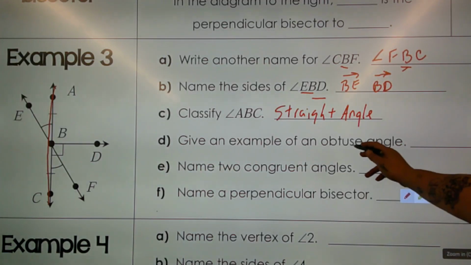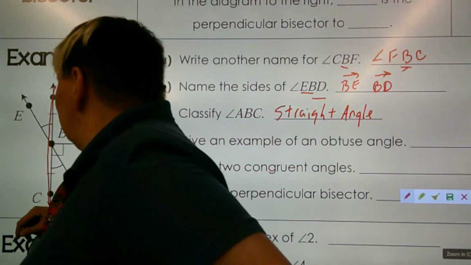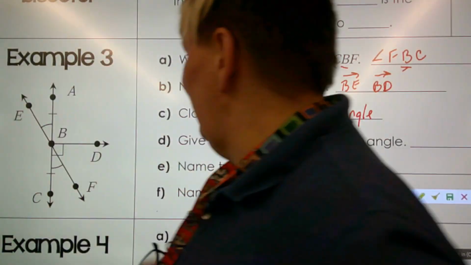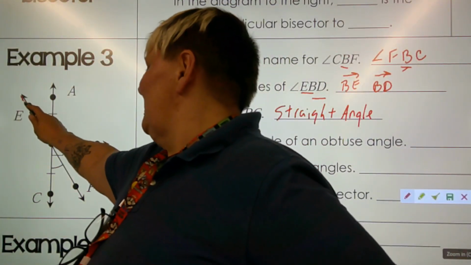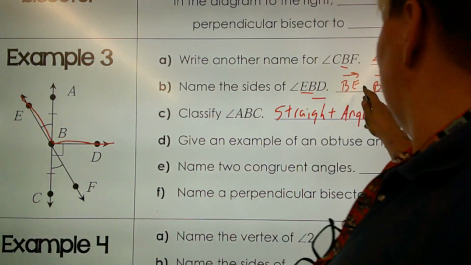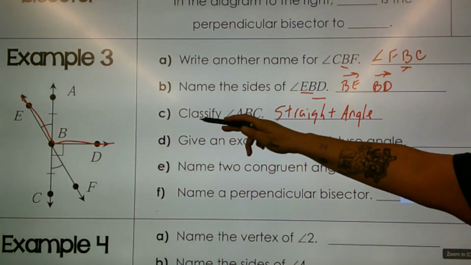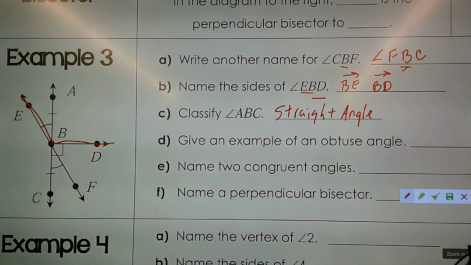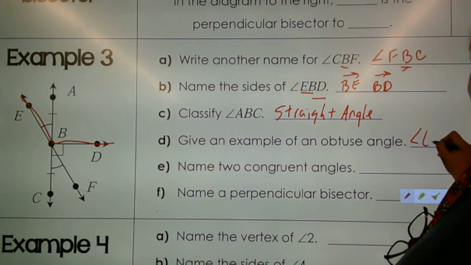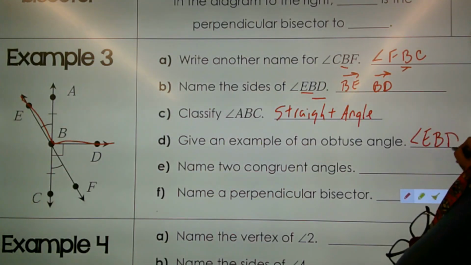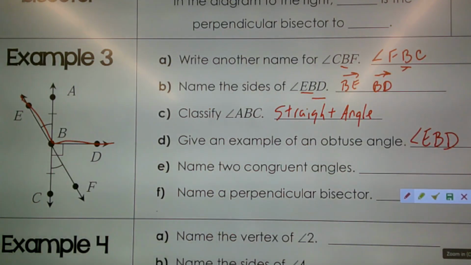Give an example of an obtuse angle. Well, it gave us an obtuse angle. It said EBD is what we were looking at. EBD is an obtuse angle. So say angle EBD. There's other obtuse angles.